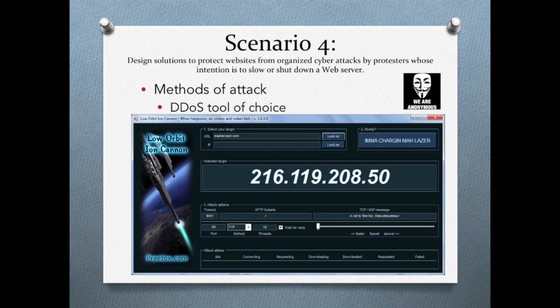So now the question becomes, okay, I understand how DDoSes work. I understand how dangerous they are. I understand they can take everybody down. How do we stop them? Okay, so let's look at this.